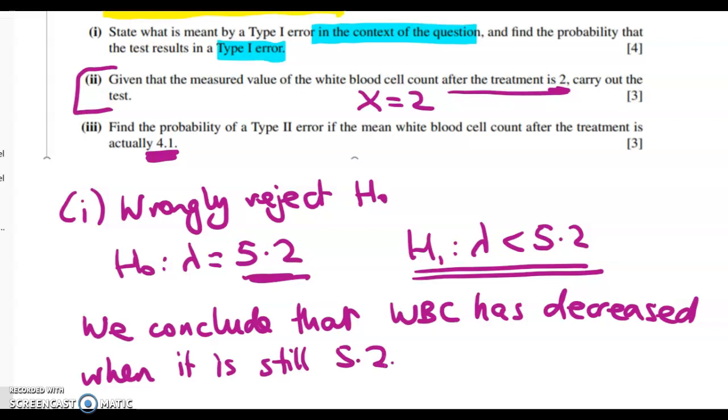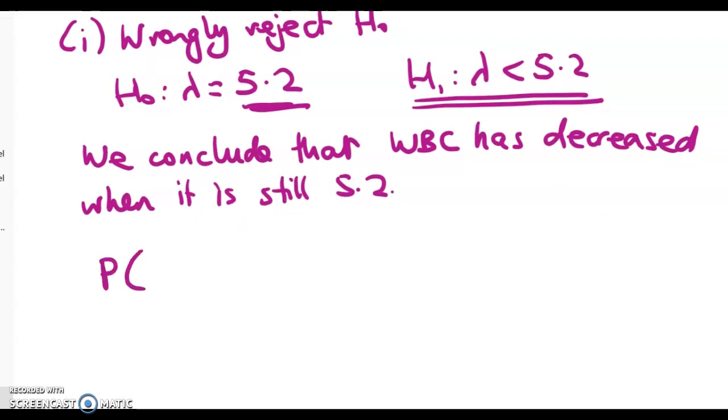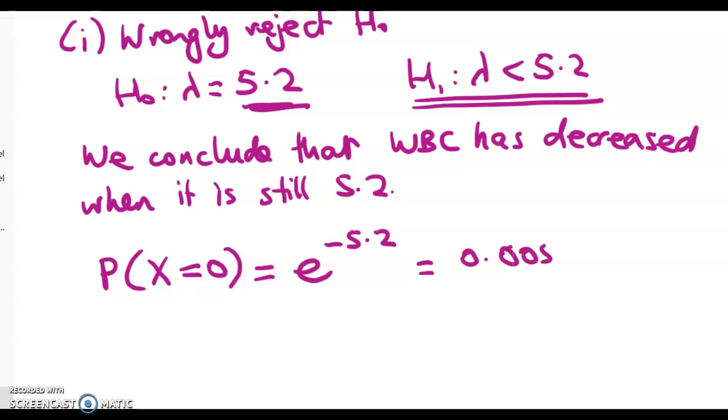Right, now the next thing that we've got to do is to find the probability that the test results in a type 1 error. So what we have to work out here is when are we going to reject the null hypothesis. So let's work our way up. We're going to reject in the most extreme case where the white blood cell count is 0, which would be terrible, we'd have e to the negative 5.2. So that gives me this extremely low value. So we're going to reject if x equals 0.